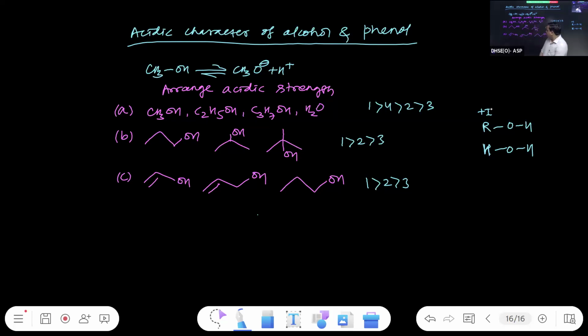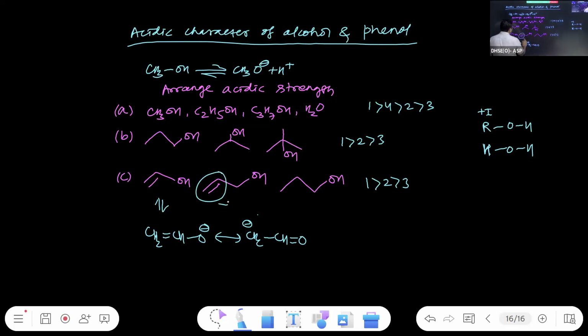Then we will see vinyl alcohol. After releasing H plus, what is formed? CH2=CH-O minus. It will be stabilized by resonance. Students, next this group comes, which will show minus I and this is plus I. So the answer is 1, 2, 3.